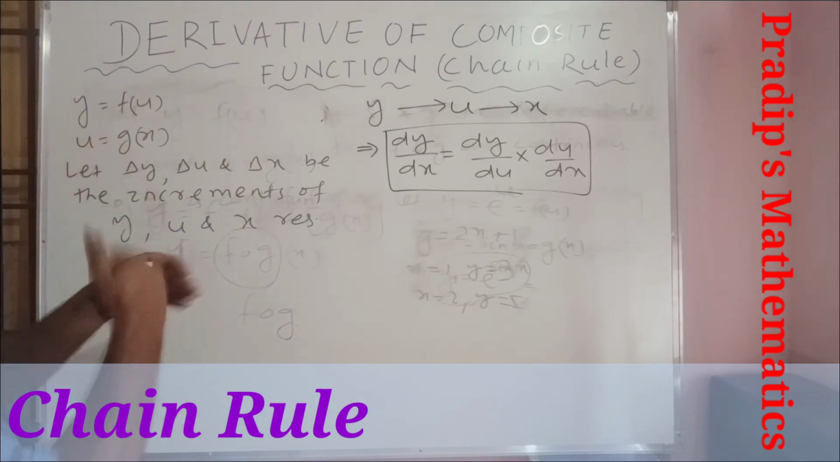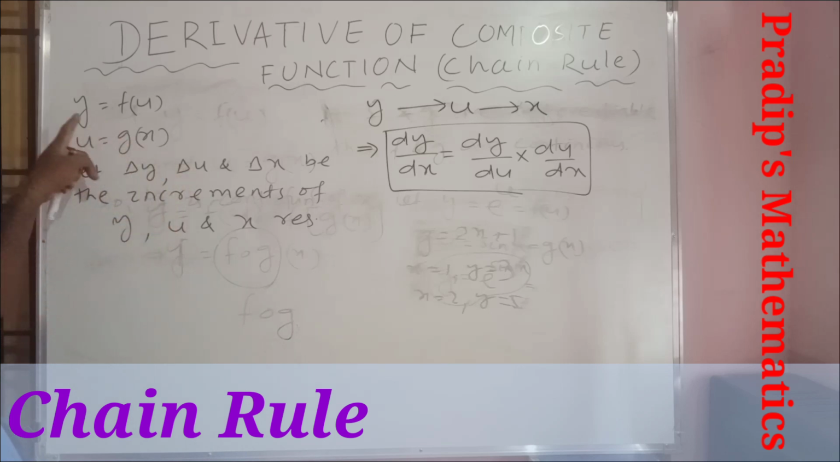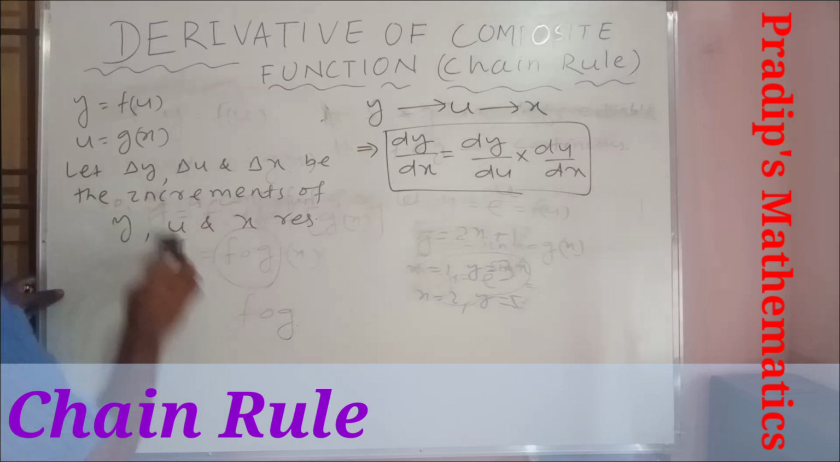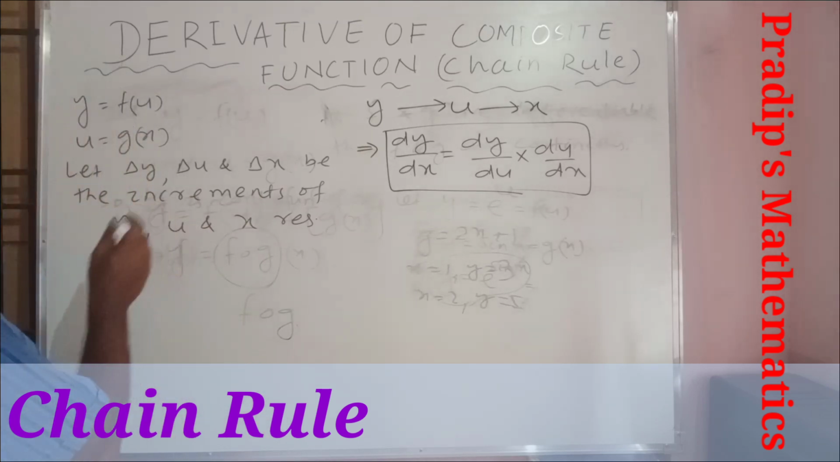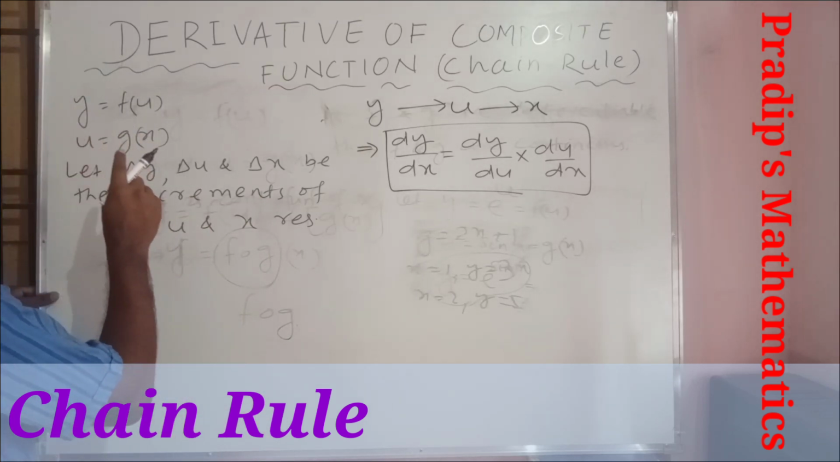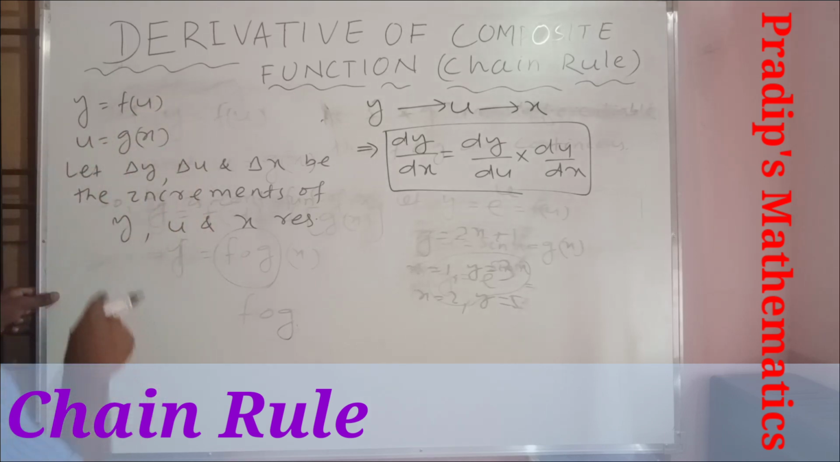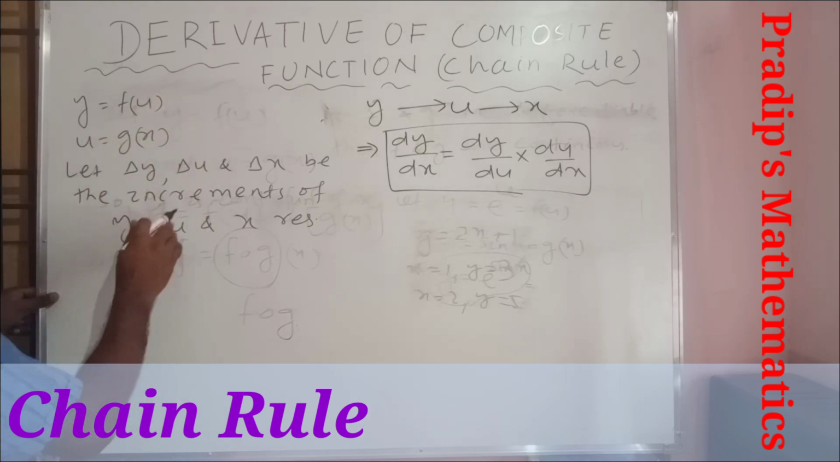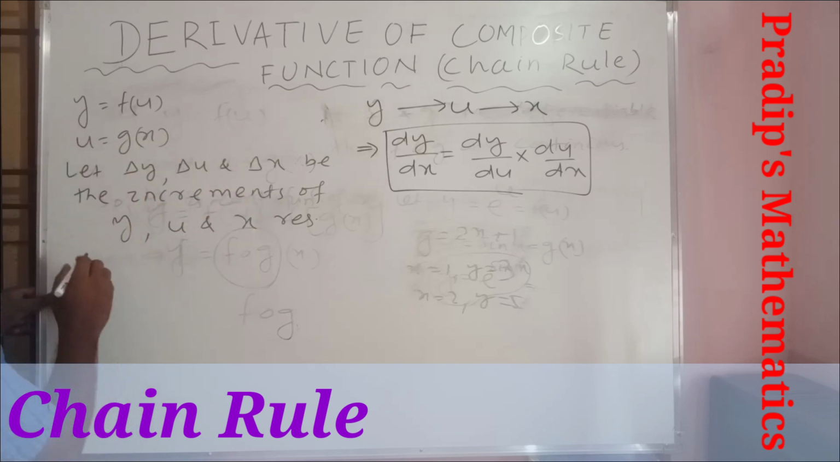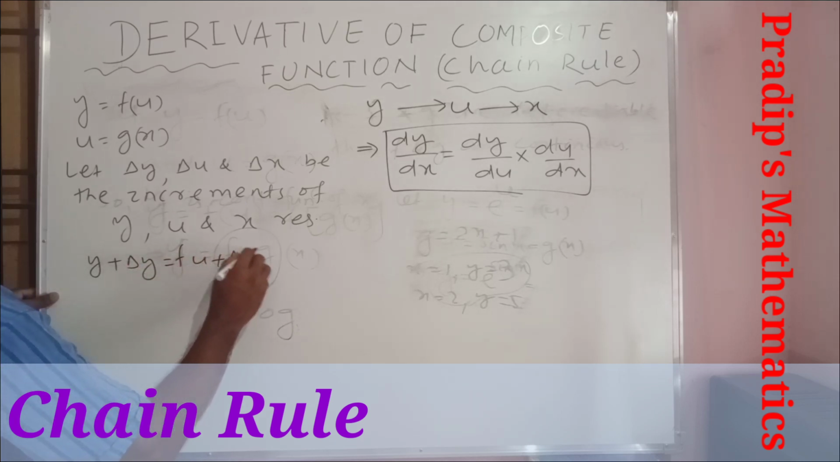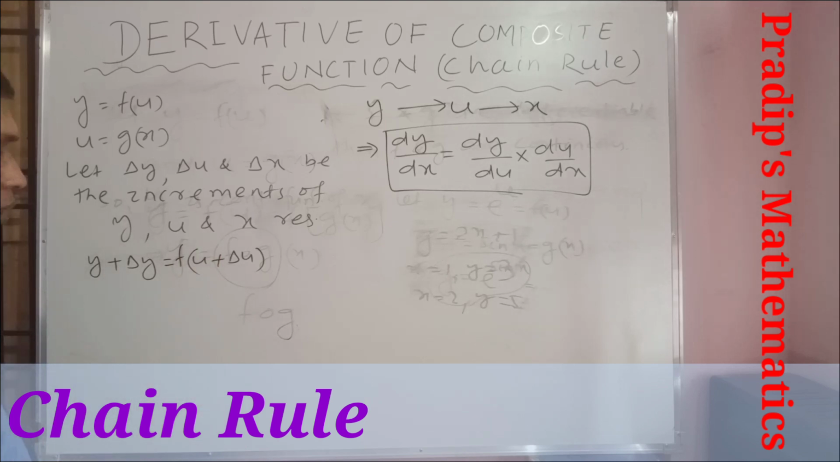If u takes an increment del u, then y takes the increment del y. Look at here, these are the increments. So when u takes increment del u, y takes the increment del y. That means after these increments we get y plus del y is equal to f of u plus del u.